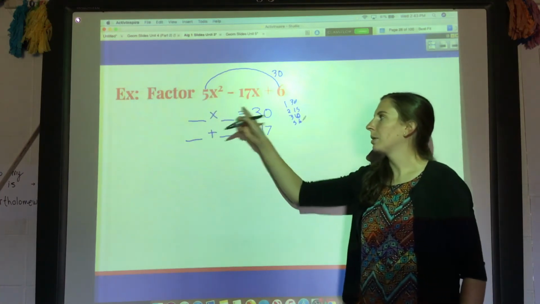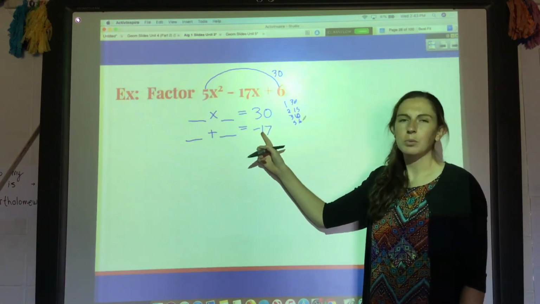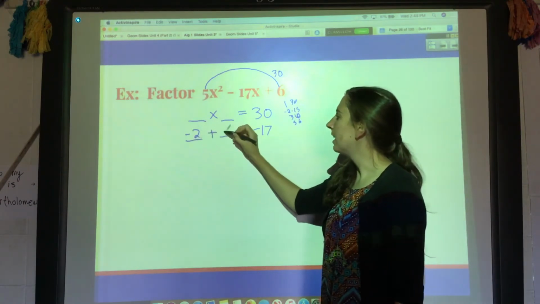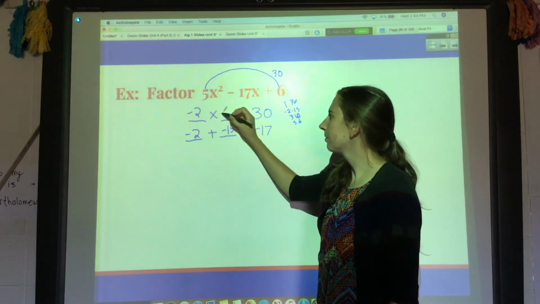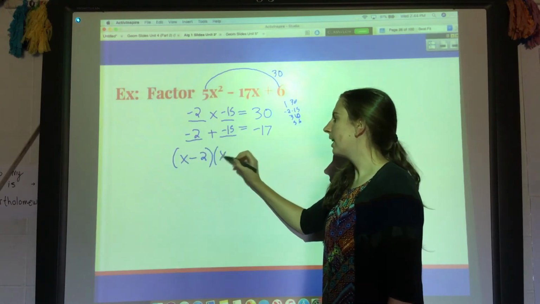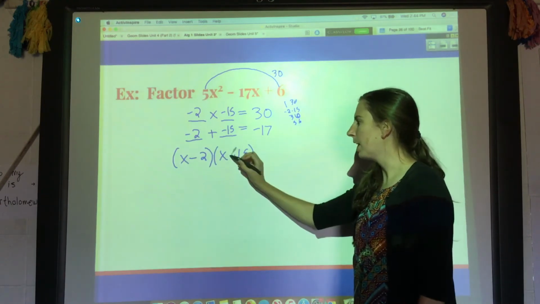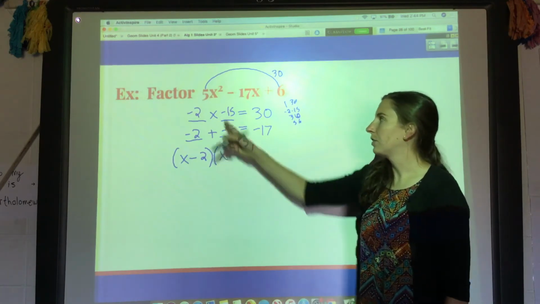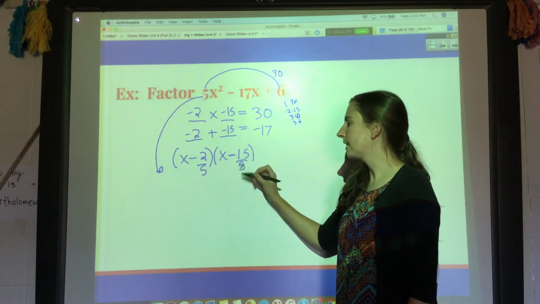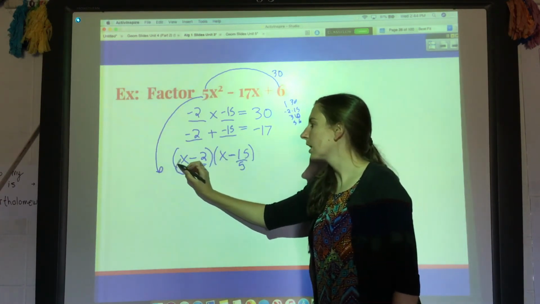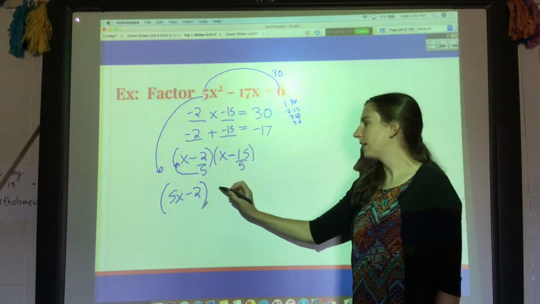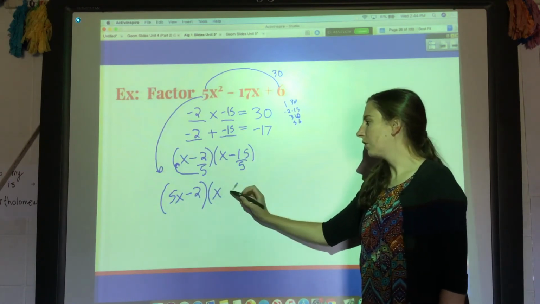If it's going to multiply to be positive but add to be negative, they're going to have to both be negative. And I think that will work with this one. Negative 2 and negative 15. So I'll fill those into my factors, negative 2 and negative 15. But remember, I'm not done. I have to divide or slide with this 5 here. So either divide it or slide it. That one doesn't divide in evenly, so I'll slide it over to get 5x minus 2. This one does divide in evenly, so that will be 15 over 5 is 3.